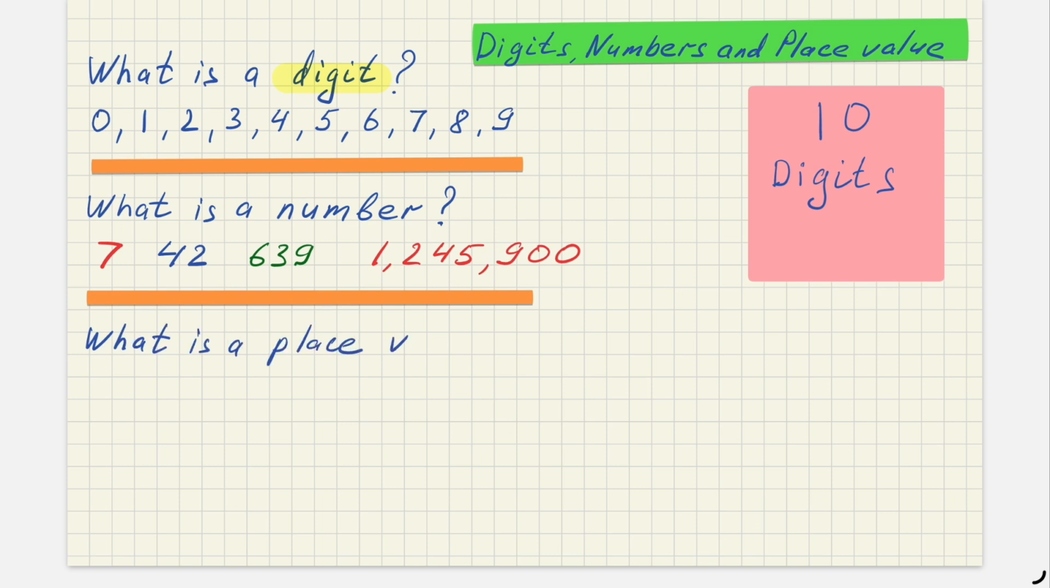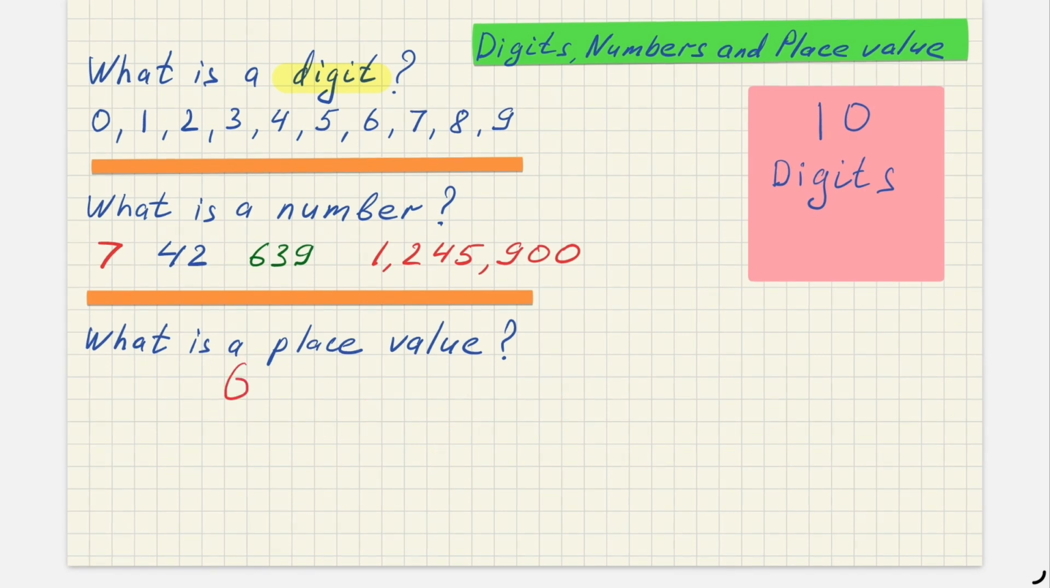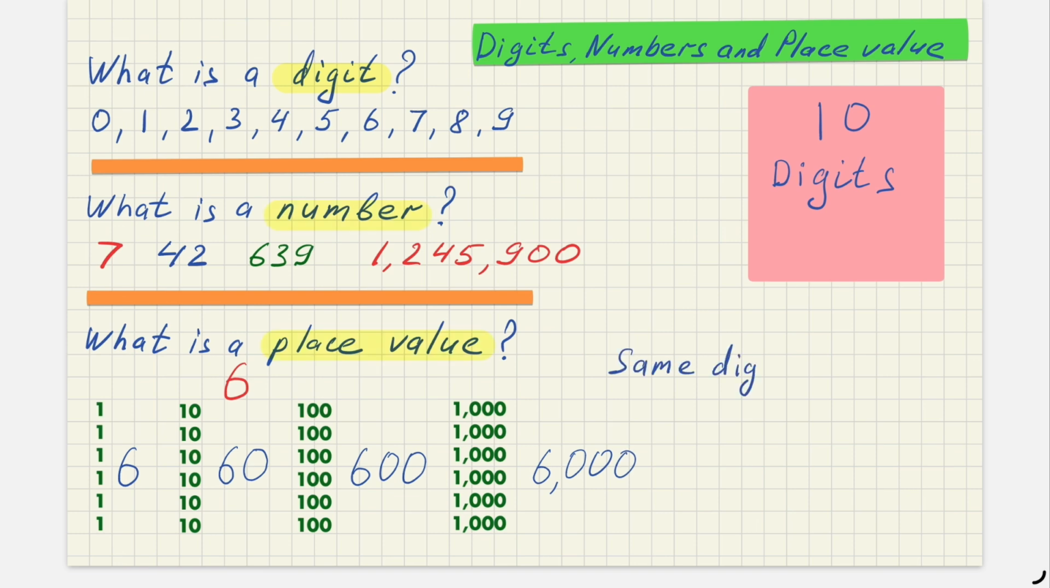What is a place value? Place value means that a digit's value depends on its position in the number. For example, the digit 6 can mean 6 ones, 6 tens, which gives us the number 60, 6 hundreds, making number 600, 6 thousands, which is 6,000, and so on. The same digit can have different values depending on where it appears.